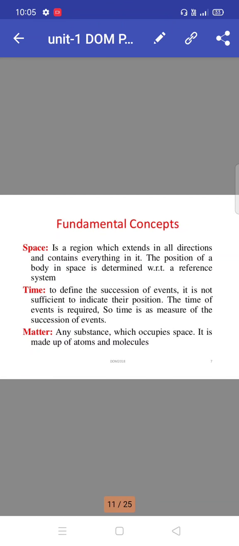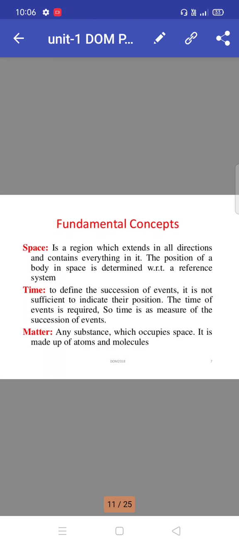We move on to fundamental concepts. Fundamental concepts are essential to learn any new thing or subject. If you want to learn anything newly, we have to know the fundamentals behind it. First is space. Space is a region which extends in all directions and contains everything in it. The position of bodies in space is determined with respect to a reference system. Then time. So these are the fundamental concepts.